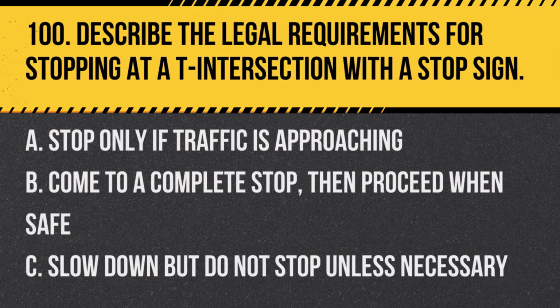Question 100. Describe the legal requirements for stopping at a T intersection with a stop sign. A. Stop only if traffic is approaching. B. Come to a complete stop, then proceed when safe. C. Slow down, but do not stop unless necessary. Answer B. Come to a complete stop, then proceed when safe. A stop sign requires a full stop.